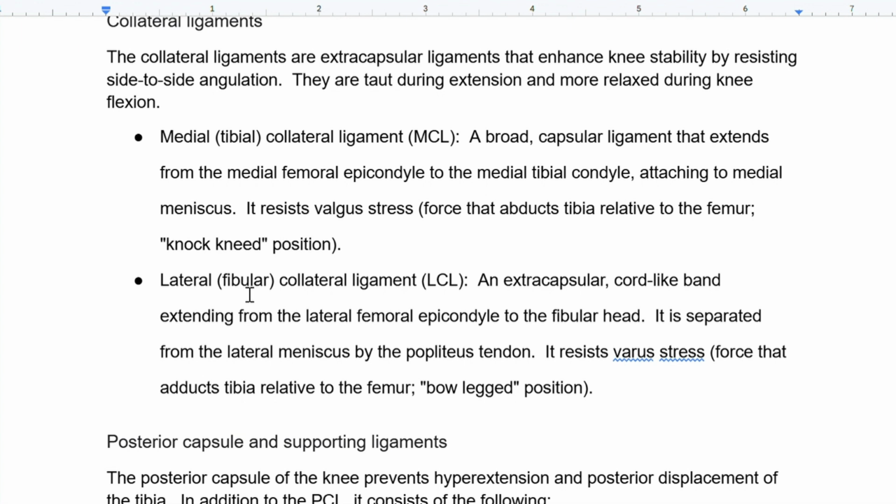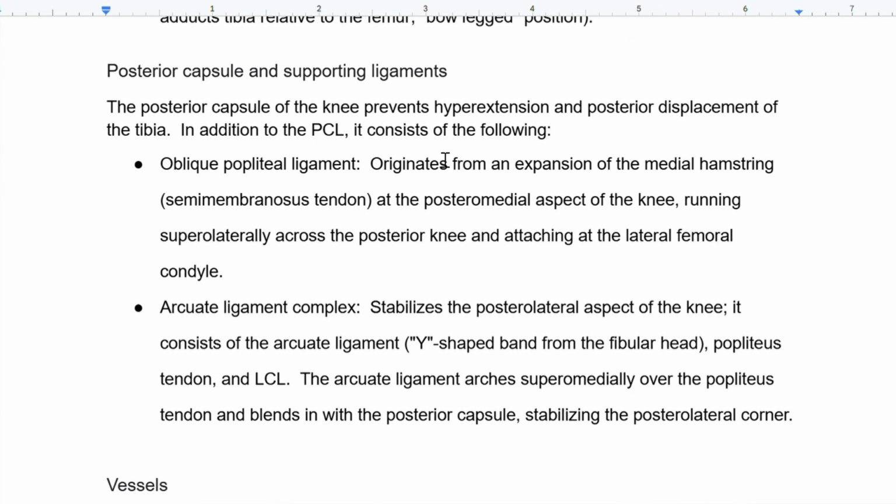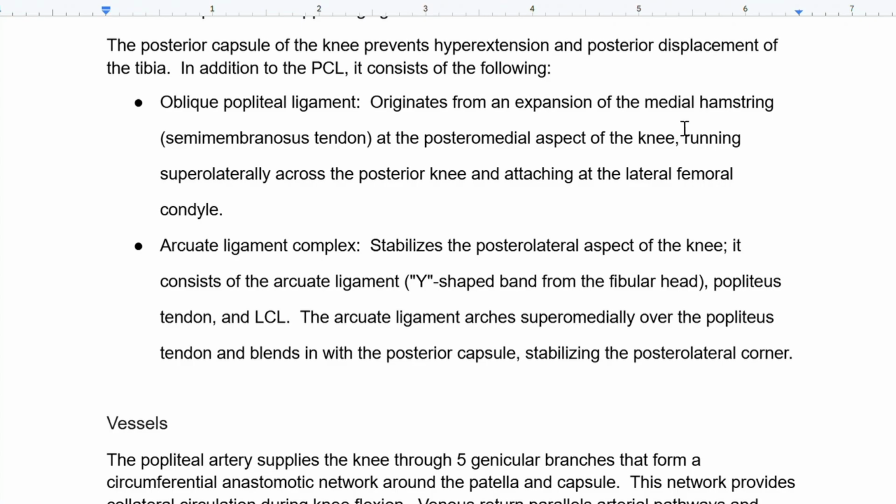Then there is the lateral fibular collateral ligament, or LCL, which is an extracapsular cord-like band extending from the lateral femoral epicondyle to the fibular head. It is separated from the lateral meniscus by the popliteus tendon. It resists varus stress, or force that adducts tibia relative to the femur in the bow-legged position. Then we have the posterior capsule and supporting ligaments. The posterior capsule of the knee prevents hyperextension and posterior displacement of the tibia.